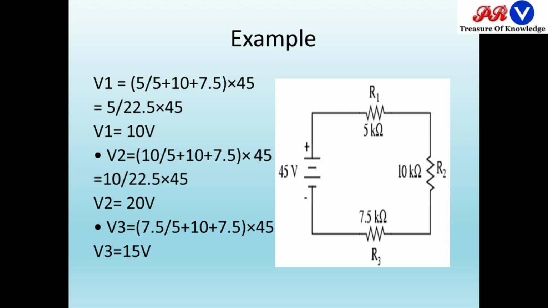Or you can simulate this circuit in Multisim using the same parameters, 45 volts, 5 kilo ohm, 10 kilo ohm, 7.5 kilo ohm, and you can get the values and make a table for different combinations of the voltage and resistances.